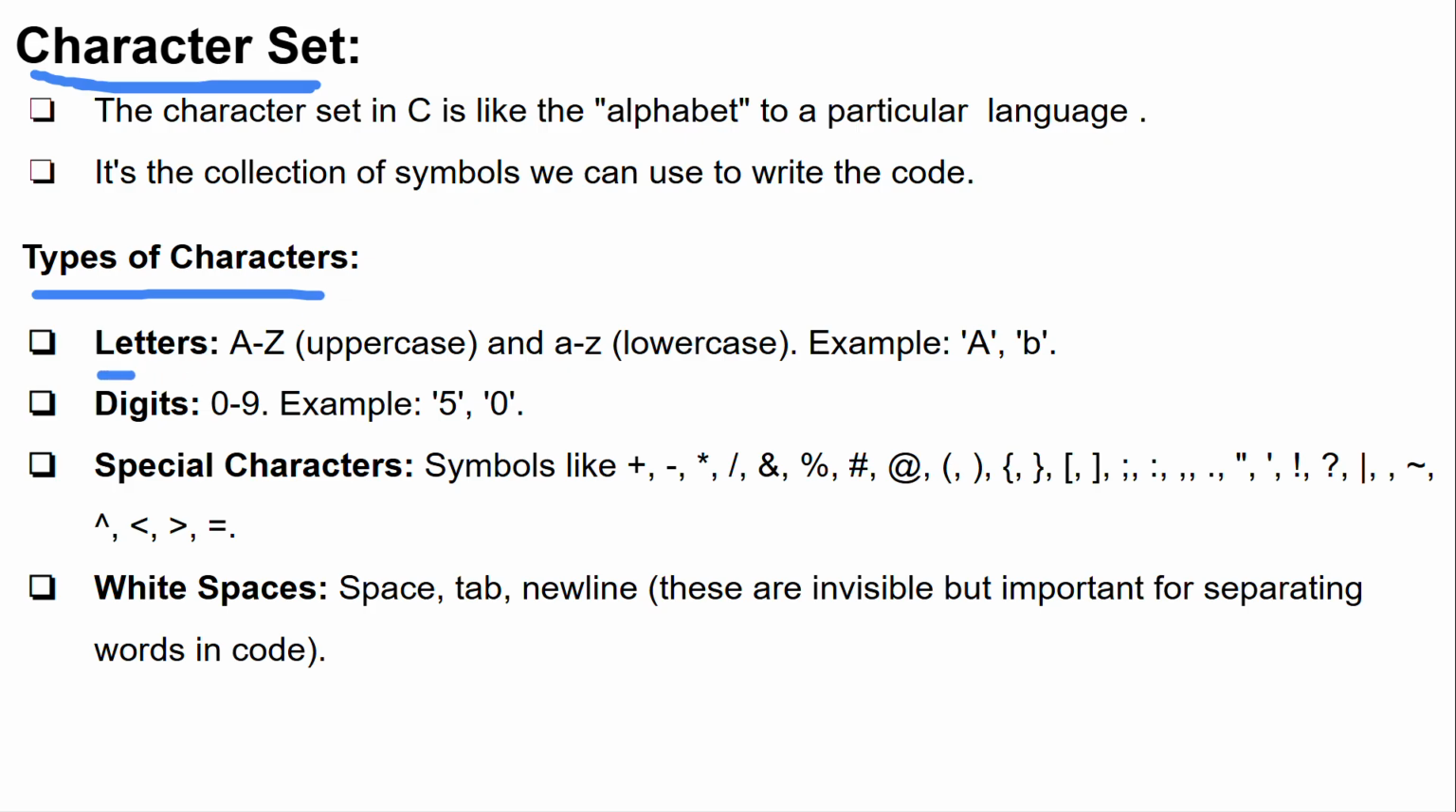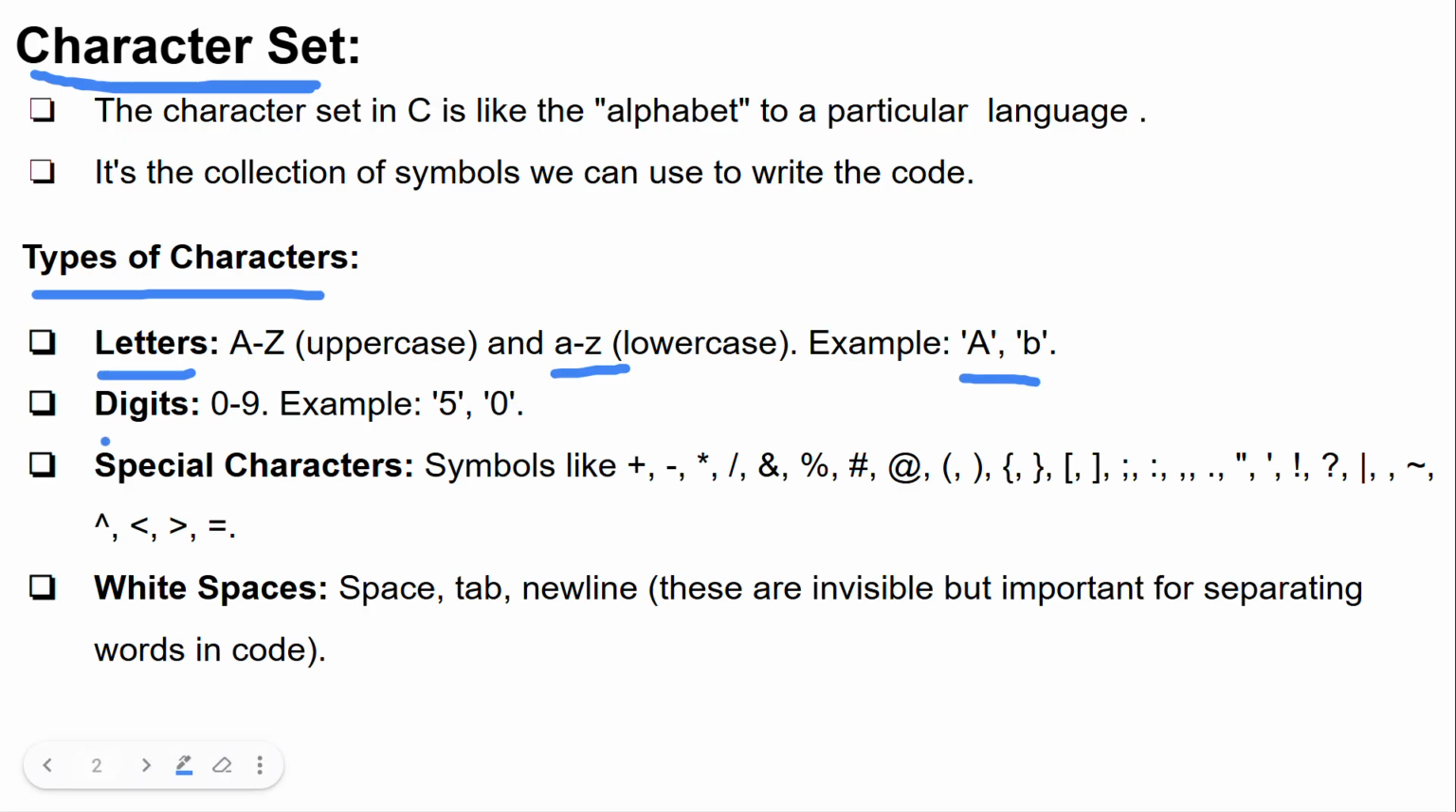The first one we have is letters. In letters we have uppercase alphabets, that is A to Z, and we have lowercase a to z. You can see the character will be written in C language like single quote A, single quote B. So these are some examples of how we can represent character sets in the C language.